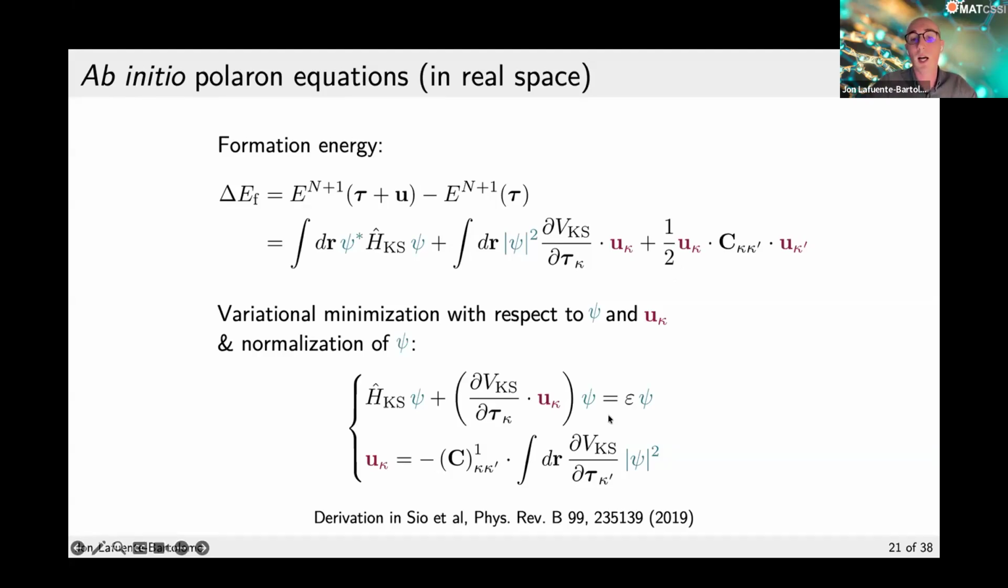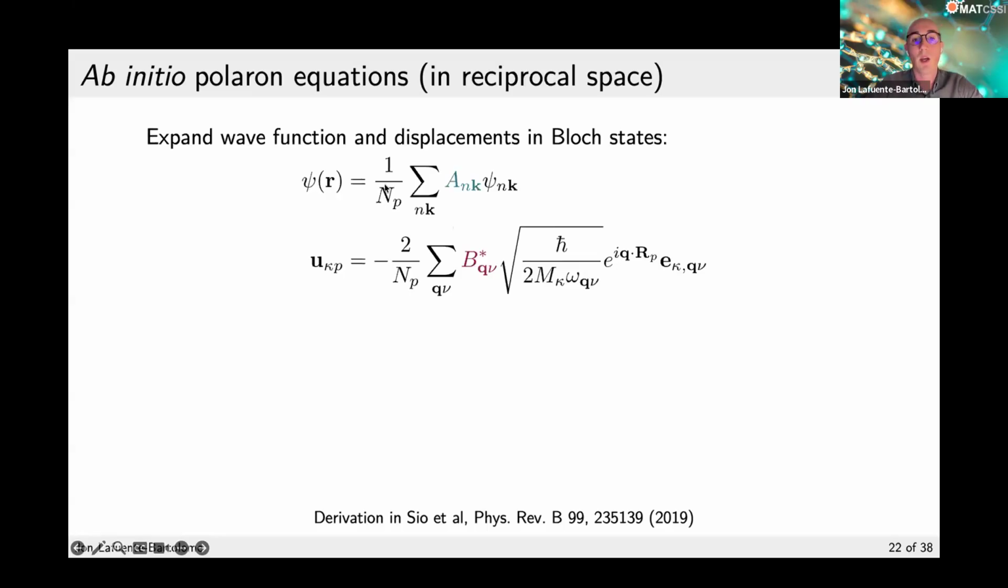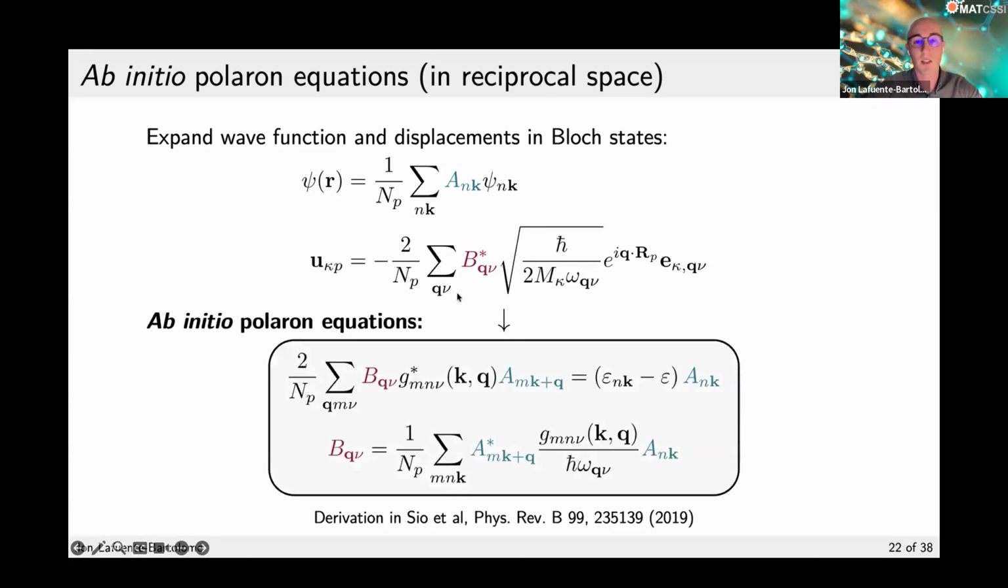But we still have the challenge of the supercell size, right? Because these expressions are still written in real space, and these integrals, for example, need to be taken over the full Born-von Karman supercell. In order to get around this, in EPW what we do is expand the polaron wave function in terms of periodic Bloch waves given by the Kohn-Sham states, for example, and we expand the displacements in terms of the phonon eigenmodes. What this enables is to rewrite this coupled set of equations in reciprocal space.